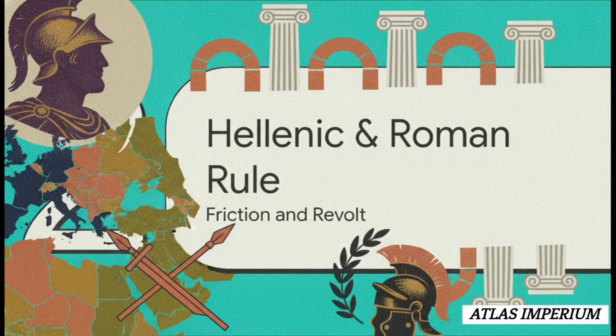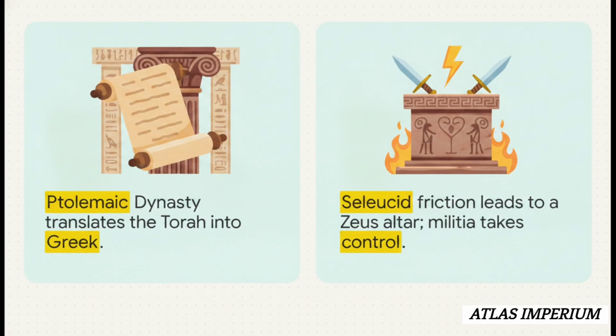Moving in to Part 2, Hellenic and Roman rule, friction and revolt. Fast forward to 334 BC. Alexander the Great conquers the known world, but when he dies, his massive empire fractures into these competing Hellenistic kingdoms. And this split creates totally different realities. Down in Egypt under the Ptolemaic dynasty, you see real cultural blending. A community settles in Alexandria and actually translates the Torah into Greek.